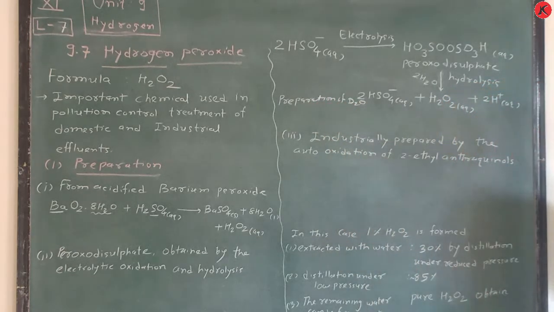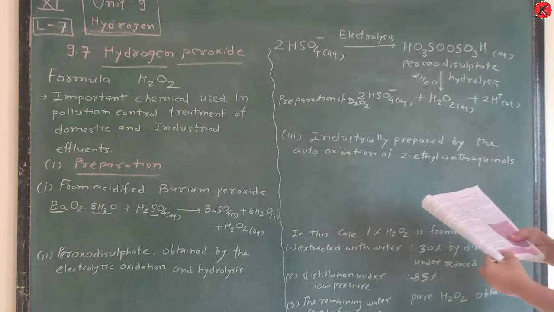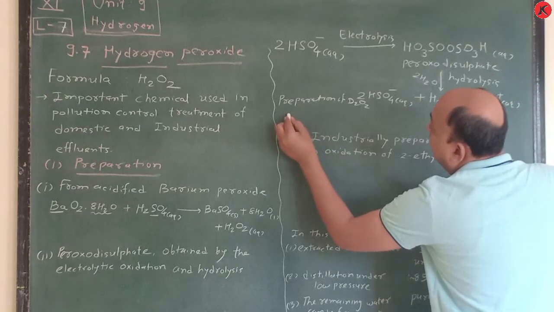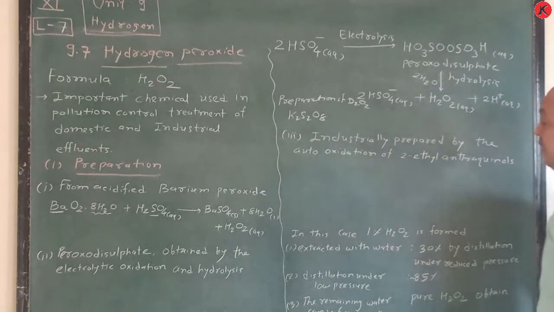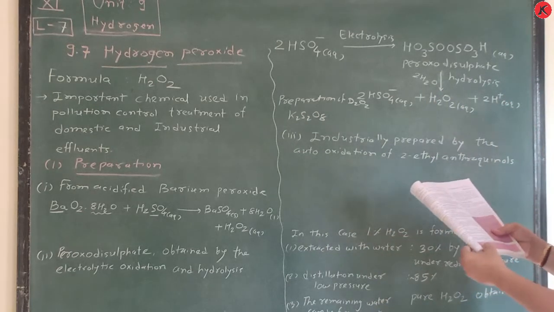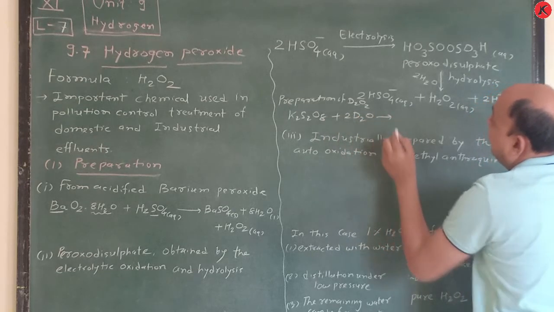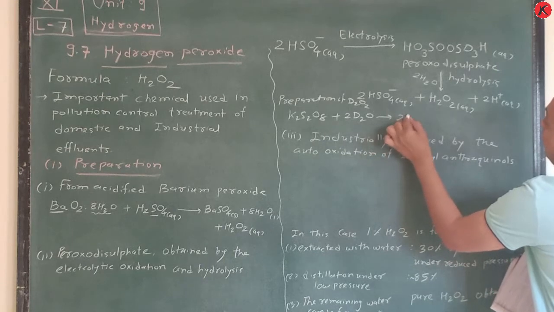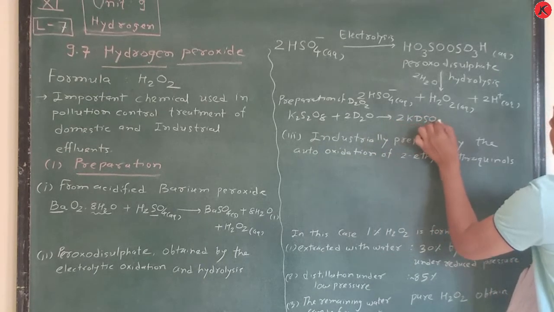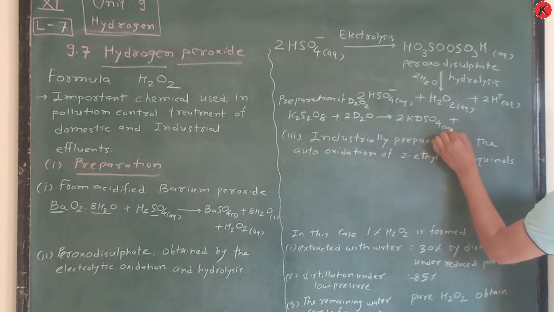D2O2 is nothing but heavy hydrogen peroxide. It is obtained from K2S2O8. This type of compound you have to take, plus 2D2O. It gives 2KDSO4 plus D2O2.